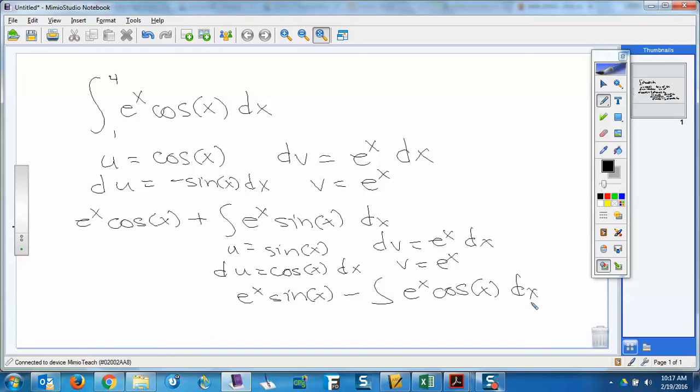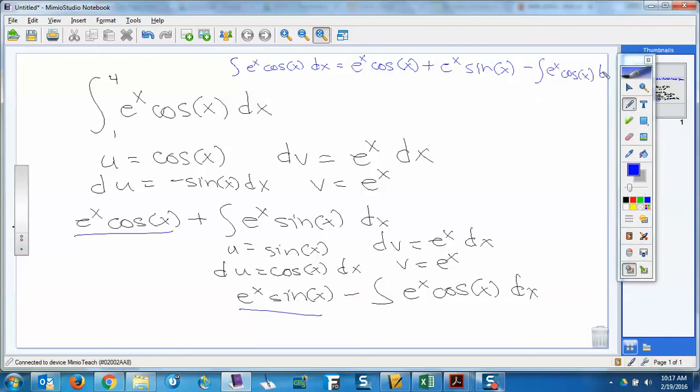Now, what do you notice about that integral? Same thing you started with. So here's what you do when you get one of these repeating things. You write down the entirety of what you've done so far. So what we've done so far is we have our original integral of e to the x cosine x dx is equal to what? Well, let's see. We started here, so it's equal to e to the x cosine x plus e to the x sine x minus the integral of e to the x cosine x dx, right? That's what we have at this point.